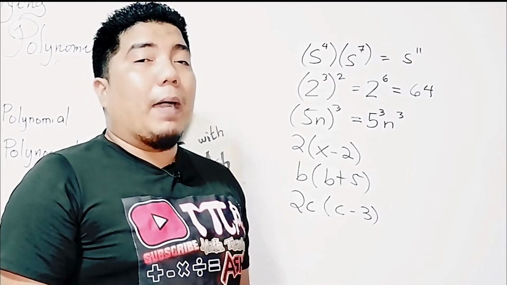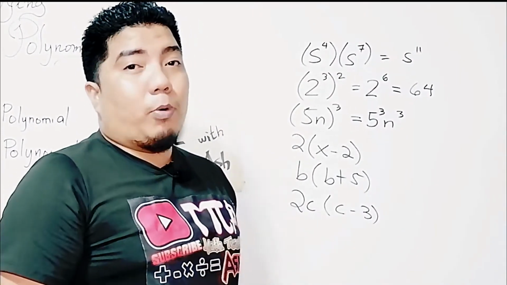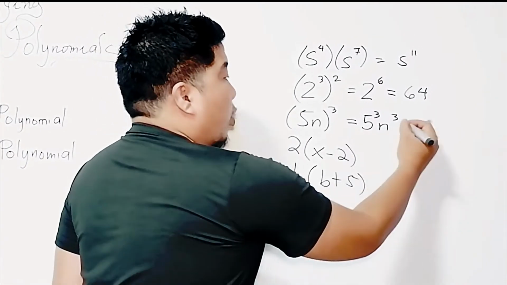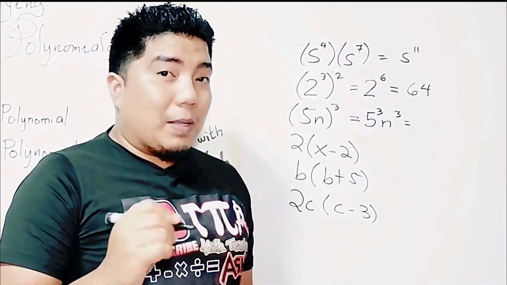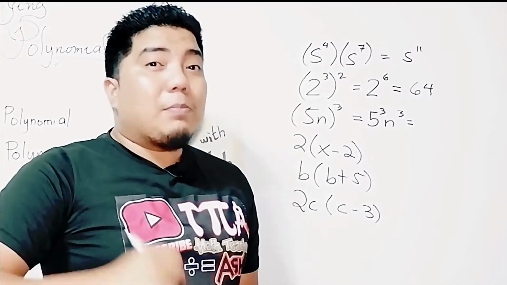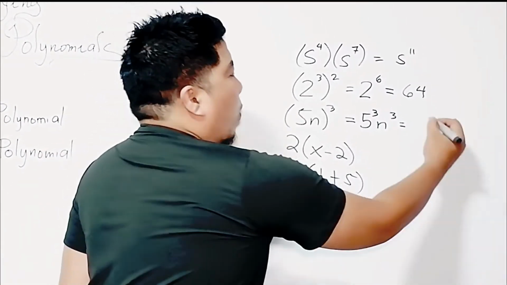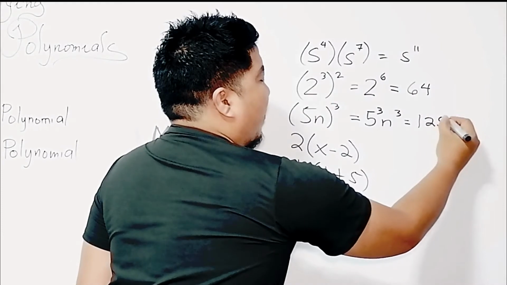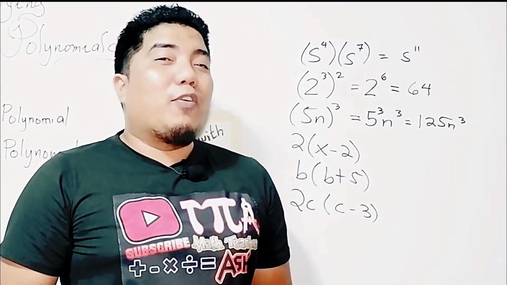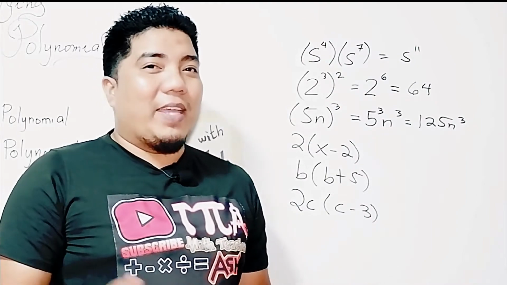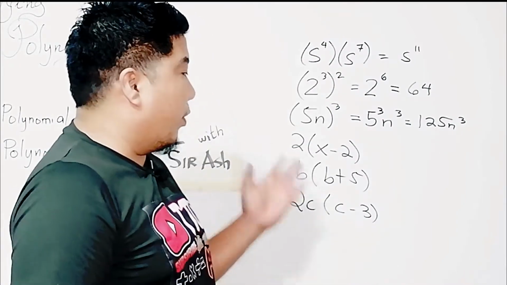So, by applying the power rule, you just multiply the exponents. However, 5 cubed can still be simplified since that is a number. So, 5 times 5 is 25 times 5, that will give you 125 n cubed. And that will be your final answer for the third example. Easy, right? Now, let us go to our fourth example.